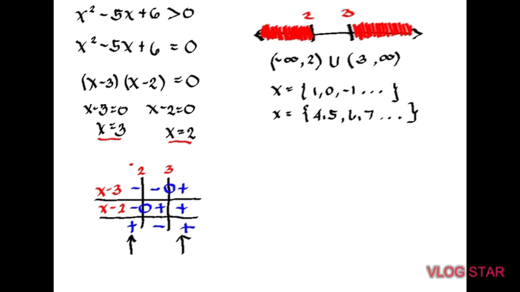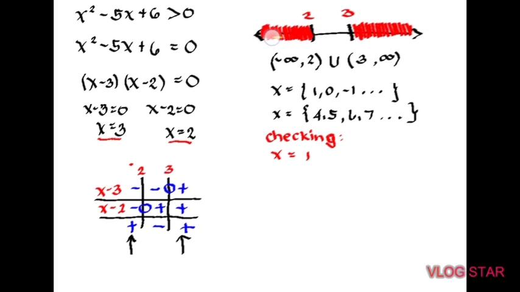The numbers between 2 and 3 are excluded. Including 2 and 3, they are not solutions of this quadratic inequality. Only those numbers on the left side of 2 and on the right side of 3. If we're going to check, for example, if we will pick any number here on this region, like for example, we will take 1.